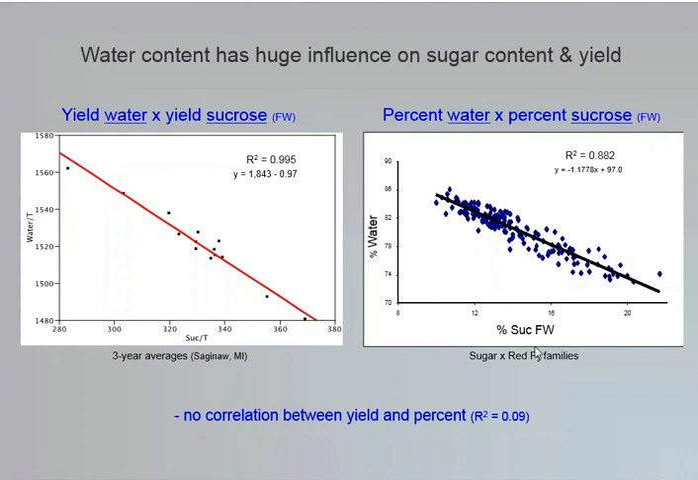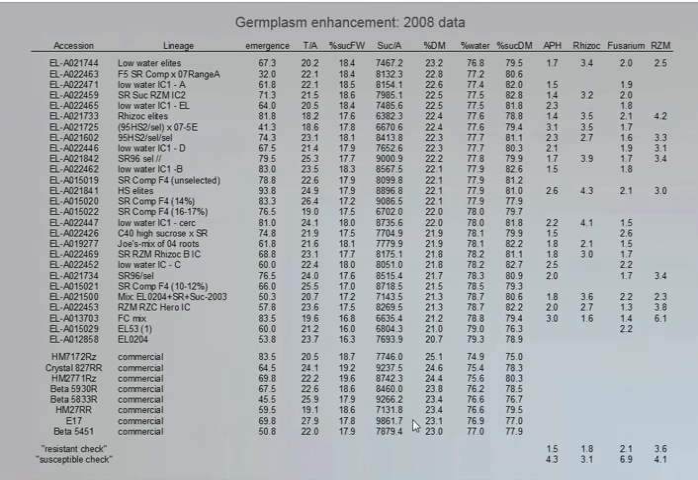And this is actually from some F3 families that we have created. And there's no correlation whatsoever between the yield and the sucrose content.